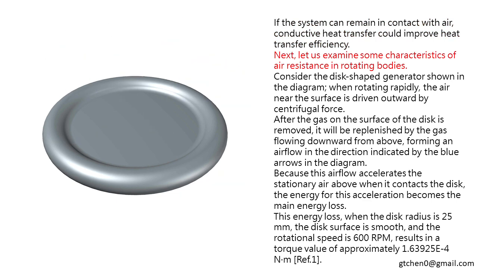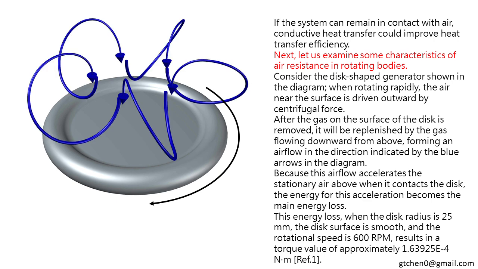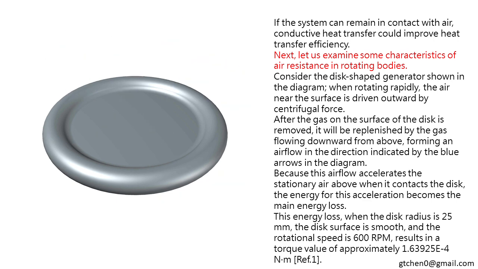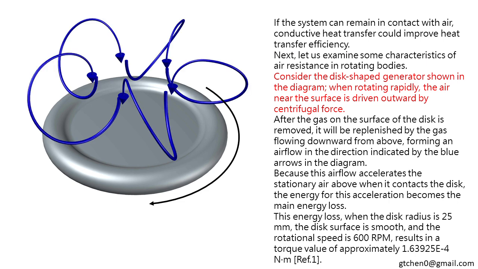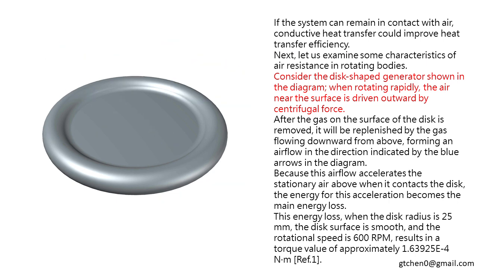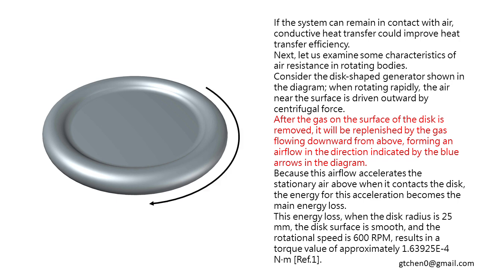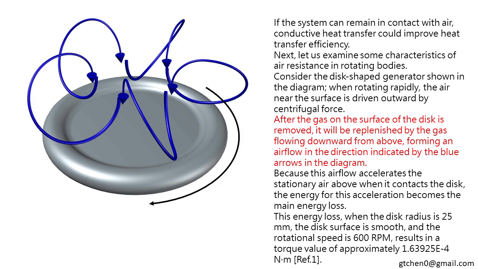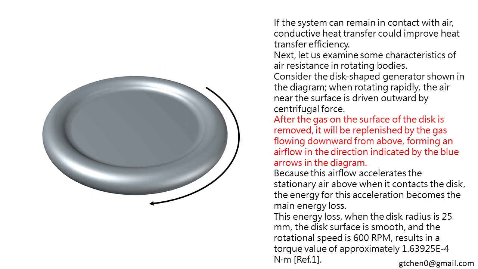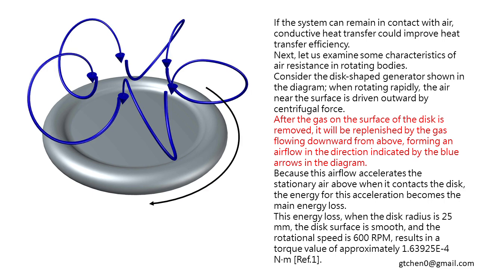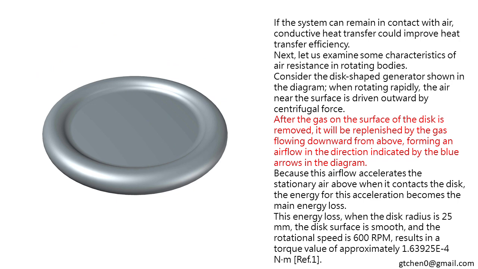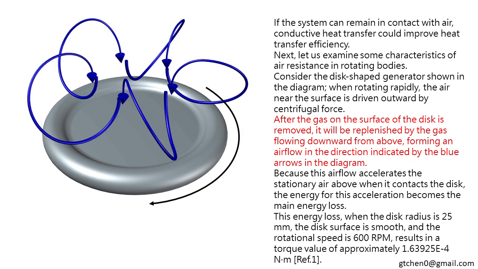Next, let us examine some characteristics of air resistance in rotating bodies. Consider the disc-shaped generator shown in the diagram. When rotating rapidly, the air near the surface is driven outward by centrifugal force. After the gas on the surface of the disc is removed, it will be replenished by the gas flowing downward from above, forming an airflow in the direction indicated by the blue arrows in the diagram.